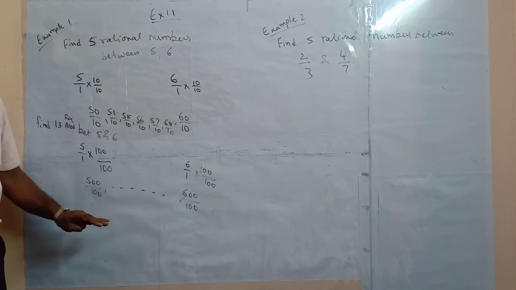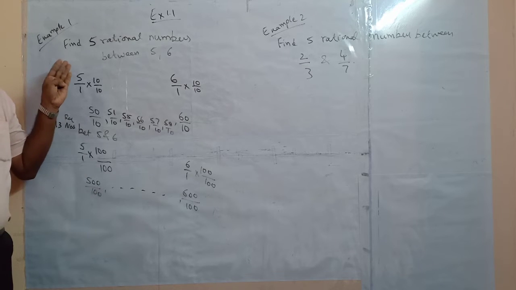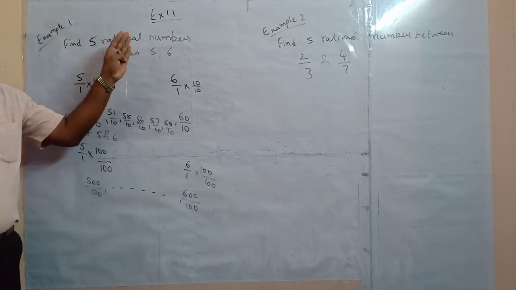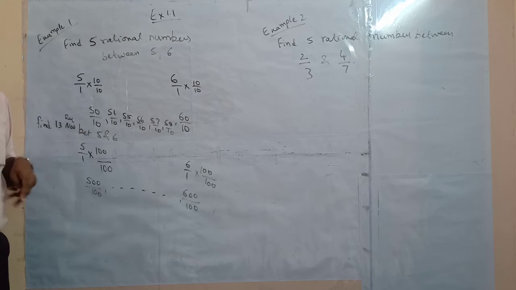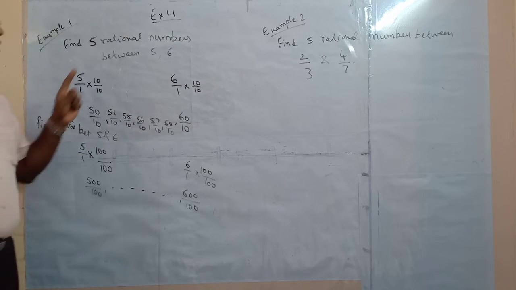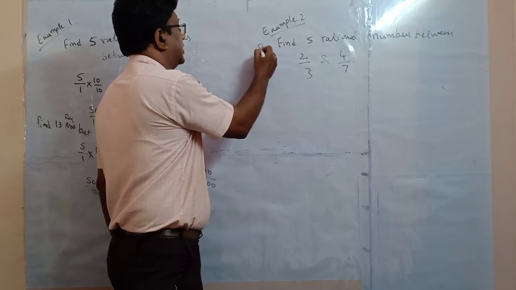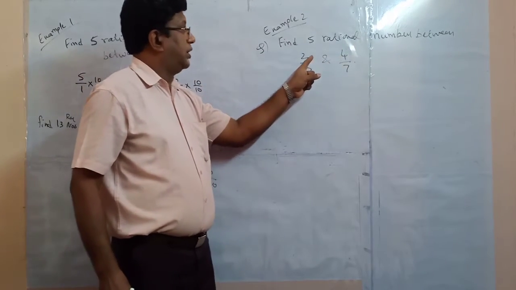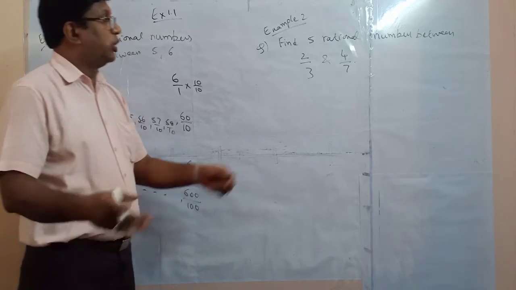So this is the way we find whatever number of rational numbers are asked between any given two rational numbers. Clear? Now, let us go for one more example. Second example I take. Here, the question is, find 5 rational numbers between 2 by 3 and 4 by 7. How do we do it?